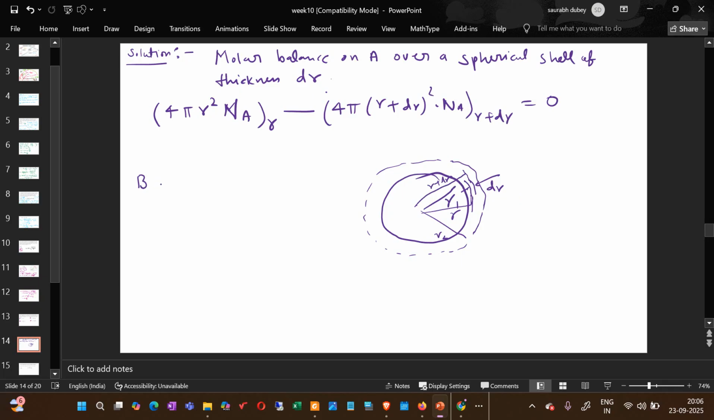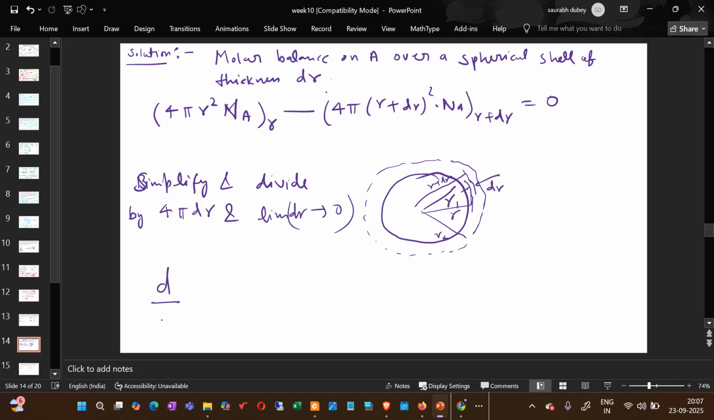So simplify and divide by 4 pi dr and take the limit dr tends to 0. If you take the limit, then you are going to get d by dr of r square Na equals 0. So r square Na equals a constant C1.